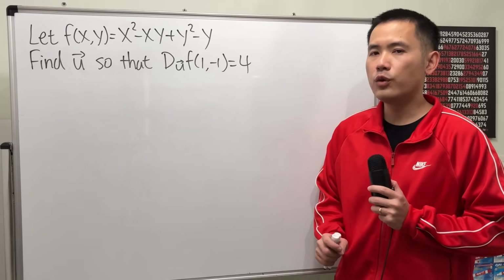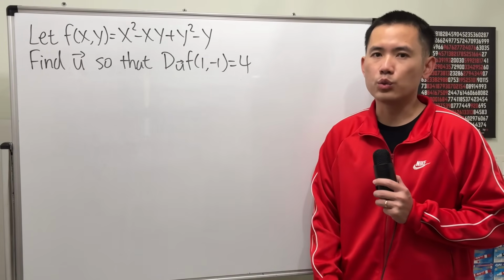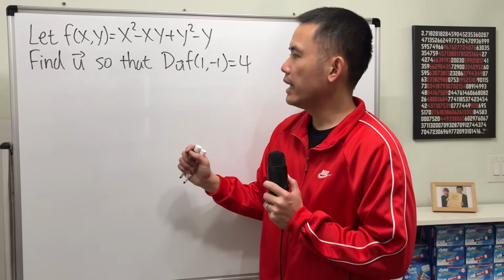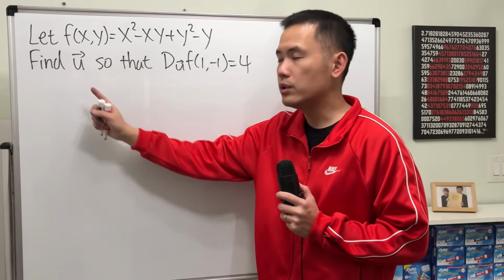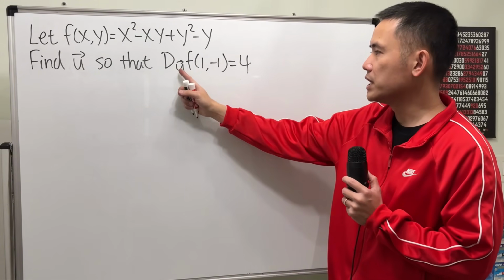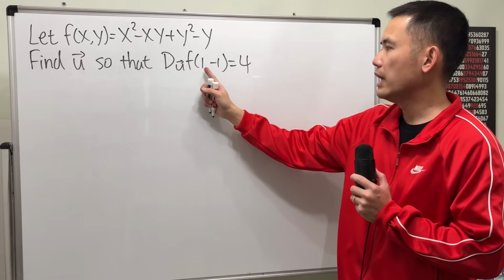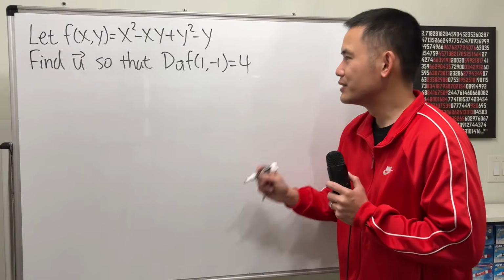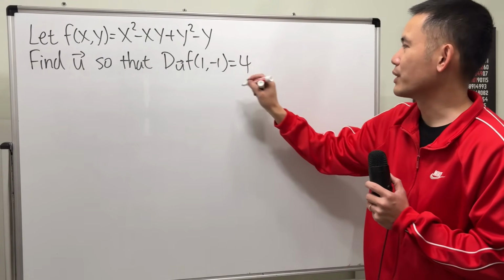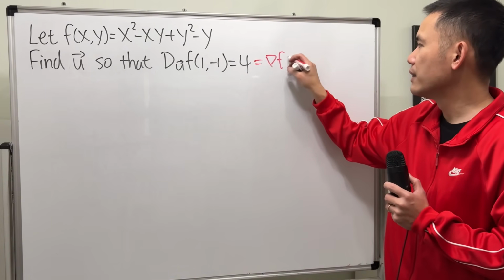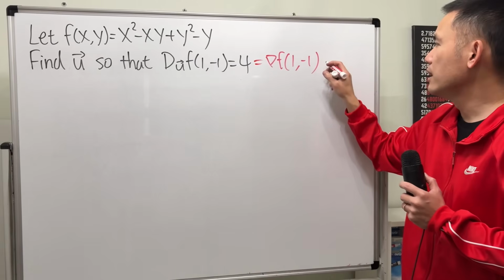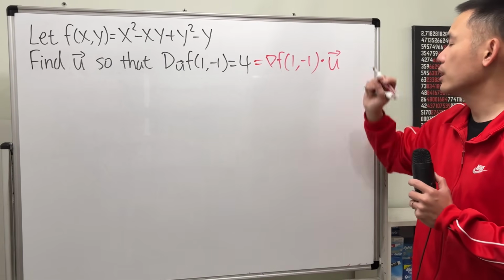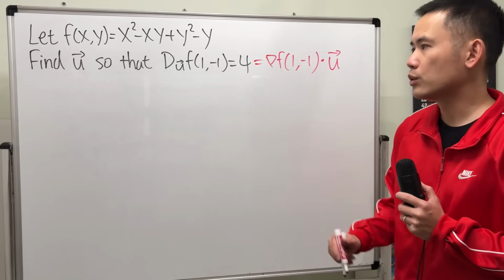So this is a slightly different way of asking a directional derivative question. Have a look. We are given this function and we want the vector u so that the directional derivative in the u direction of the function at (1, -1) gives us 4. So first we have to remember this right here is del of f at the point (1, -1), and we have to do the dot product with our vector u. But I don't know what u is.